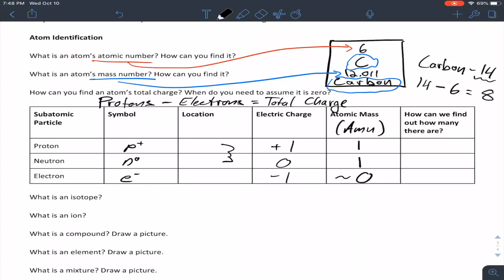Electrons, to find that without any information, we have to assume the charge is 0, in which case it's the same as the number of protons, which is almost always the case. But if it gives you a charge, if it tells you a charge, then you go up and use this kind of equation. You put your charge in, your protons, and if your charge is +2, and you have 8 protons, 8 minus what gives me +2? So 8 minus 6, so I have 6 electrons.